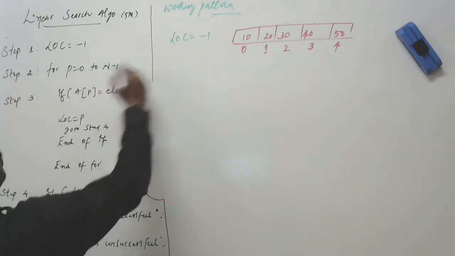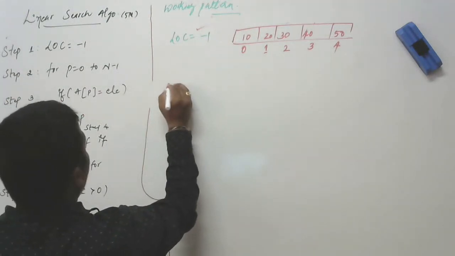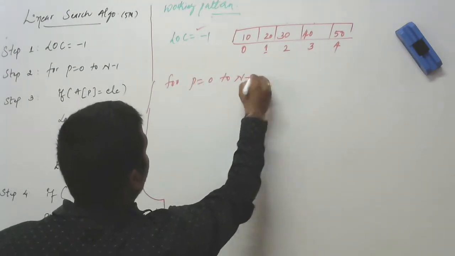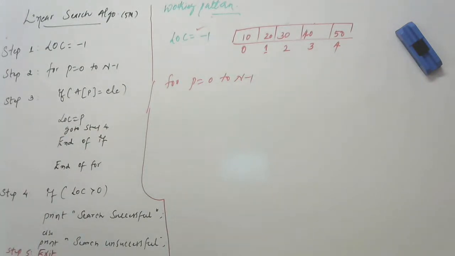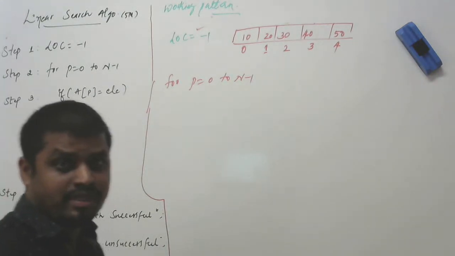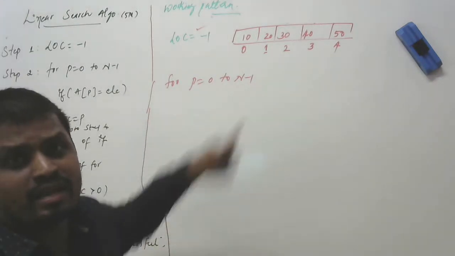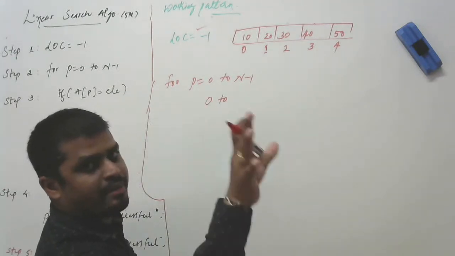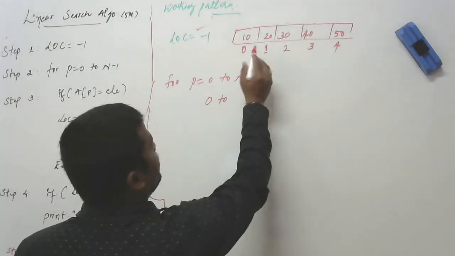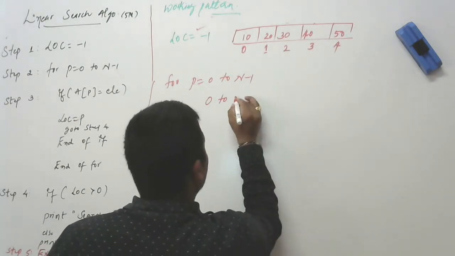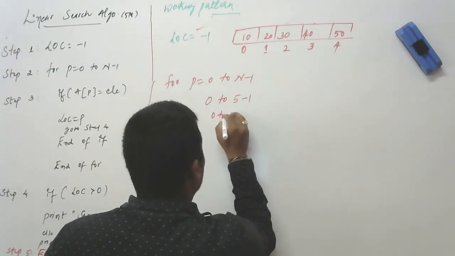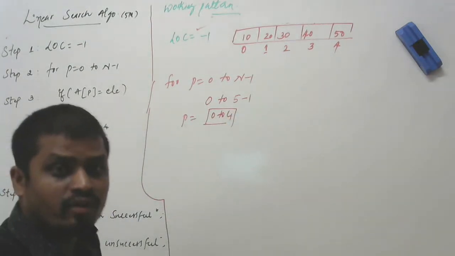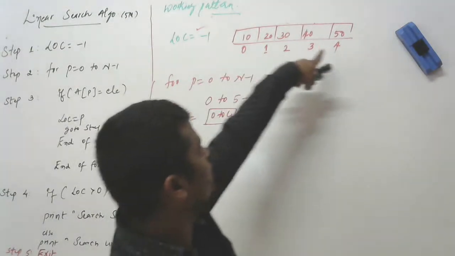Next, step 1. This is finished. Step 2, I have defined for p equal to 0 to n minus 1, where your searching element is supposed to be between 0 to n minus 1. N means the number of elements present inside the memory. How many? 1, 2, 3, 4, 5. So 5 minus 1, so 0 to 4. The p value comes between 0 to 4, where you are going to search the element.